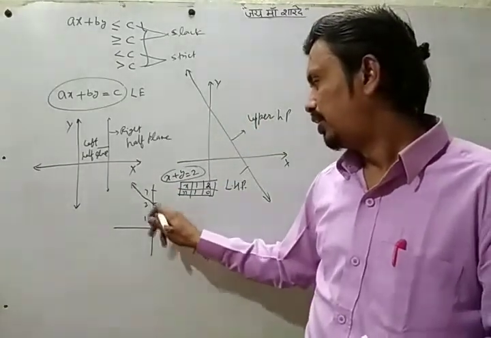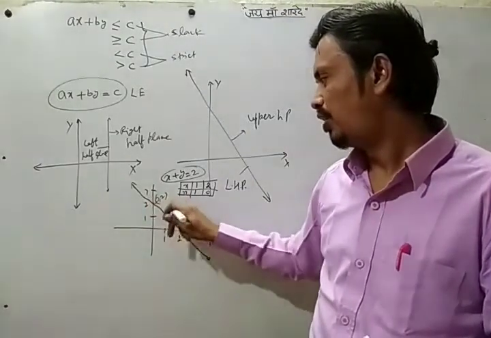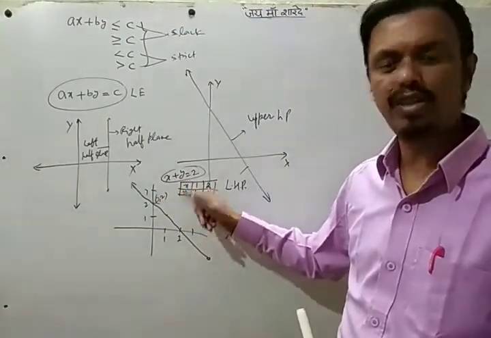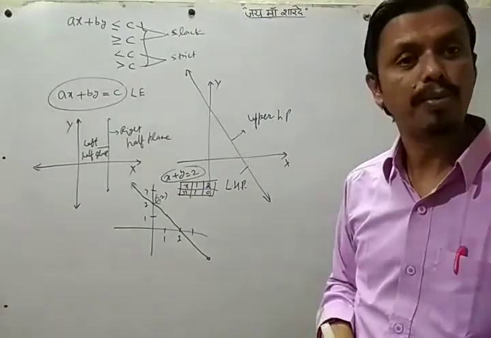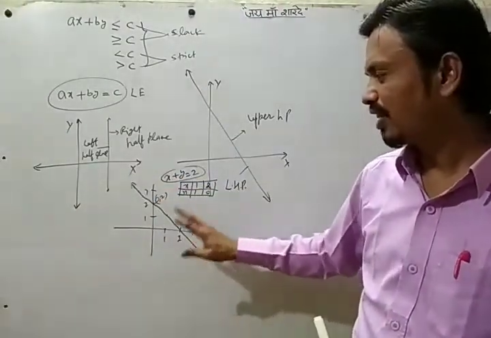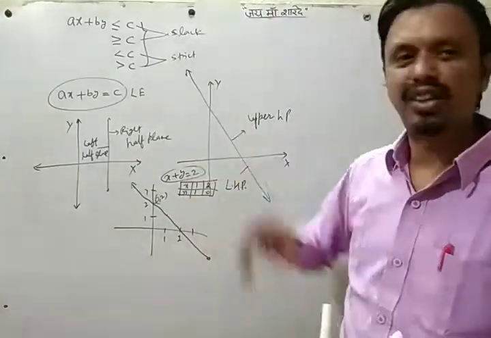If we take this point, it is (0, 2). So if we put 0 here, then what happens? 0 plus 2 is 2. Yes. So it satisfies the equation, so it is its solution. So all the points which lie on this line are the solution of this equation. All the points satisfy this condition.